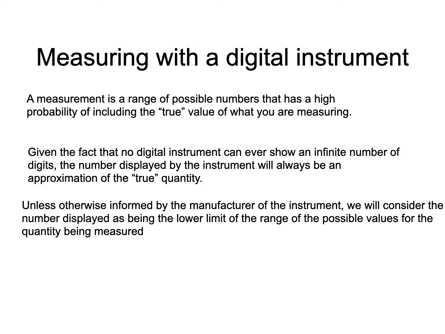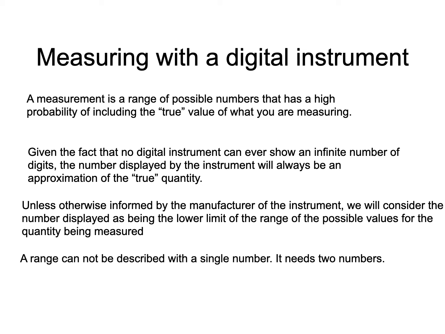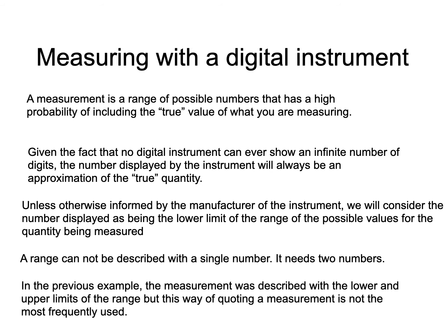So, unless otherwise informed, we will consider the number displayed as being the lower limit of the range of possible values. But information about how far the range may extend must also be provided to completely describe the measurement. A range cannot be described with a single number. It needs two numbers. Those two numbers could be the lower and upper limit of the range, like what was done in the previous exercise.